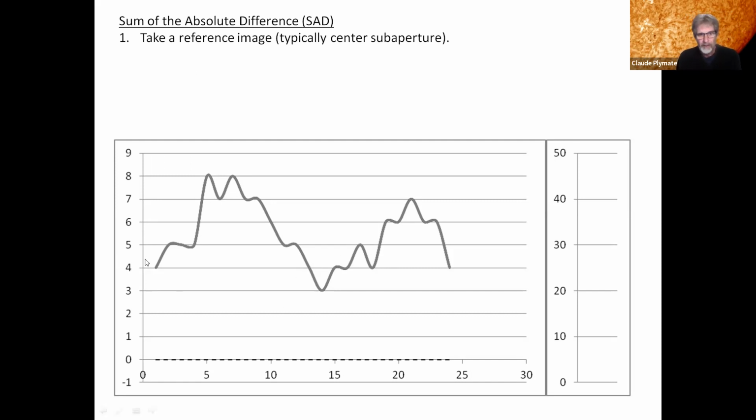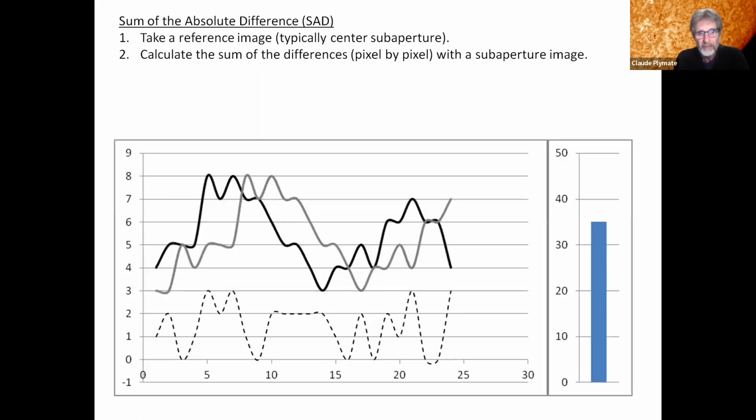Now, here we are taking a cut across that, and this way we're not looking at position, but we're looking at intensity, pixel by pixel across that image. Now, again, of course, in reality, we would need to do this in 2 dimensions, not 1 dimension. But again, for simplicity, I think this illustration works. So here is pixel by pixel. This pixel sees an intensity of 4, 5, 5, 8, 7, et cetera, et cetera. Now, let's compare that to one of the other subapertures.